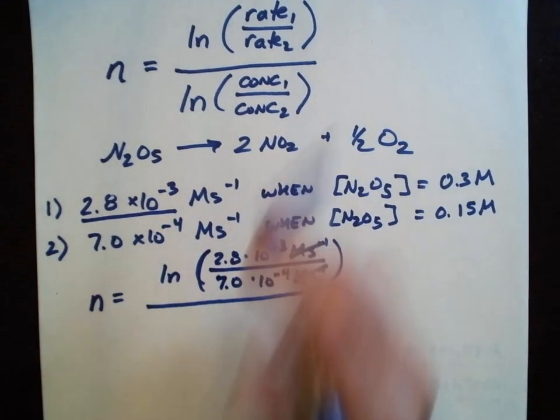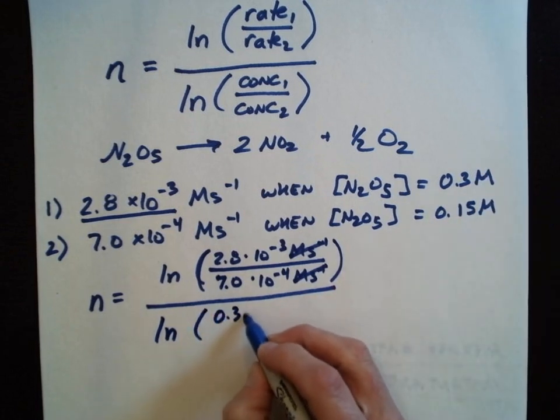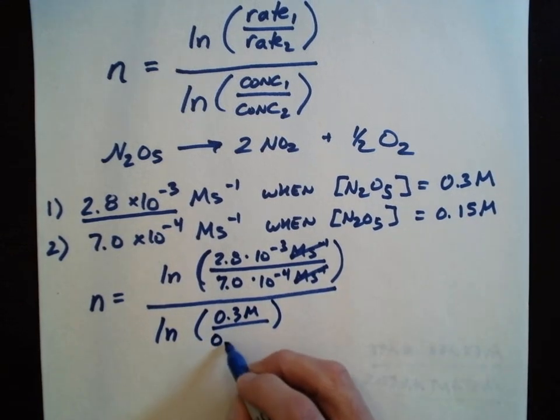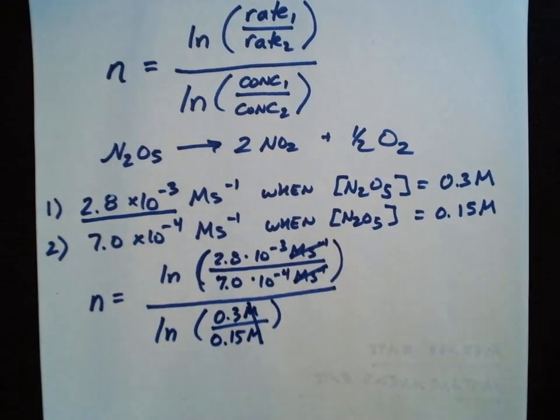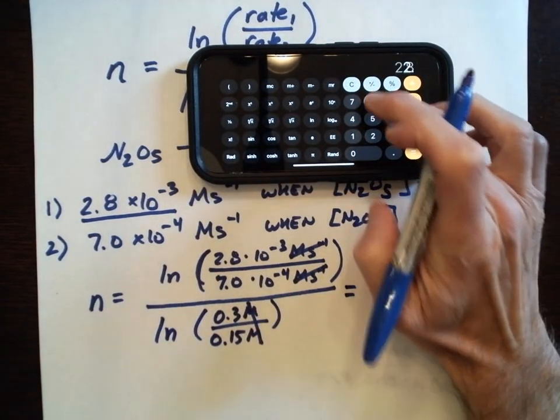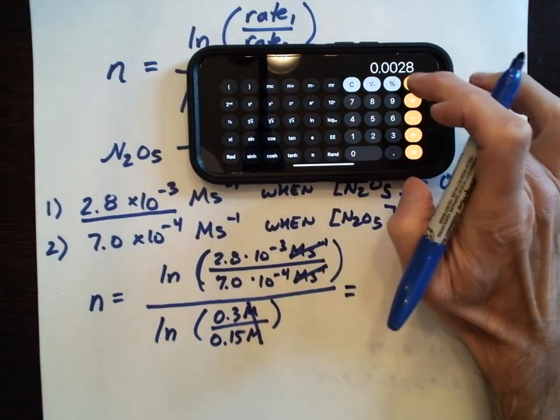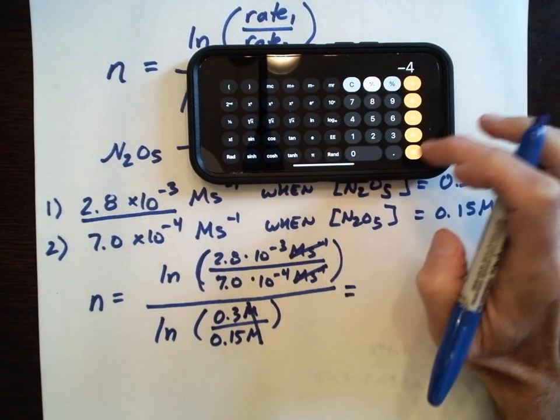We're going to divide this then by the natural log of the concentration under condition 1, which is 0.3 molar. And of course, we'll divide that by the natural log of what we see under condition 2, which is 0.15 molar. Once again, the units cancel, which they should, for anything that we're taking the natural log of. Now we need to do the arithmetic. So I'm going to do the top fraction first, 2.8 times 10 to the negative third, divided by 7 times 10 to the negative 4.